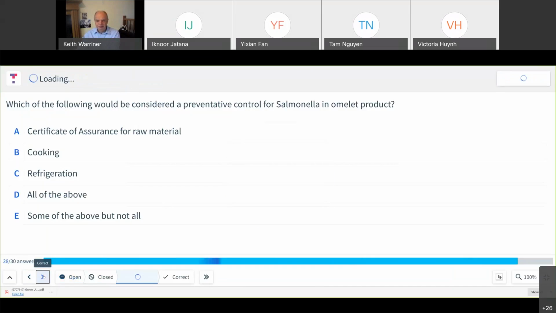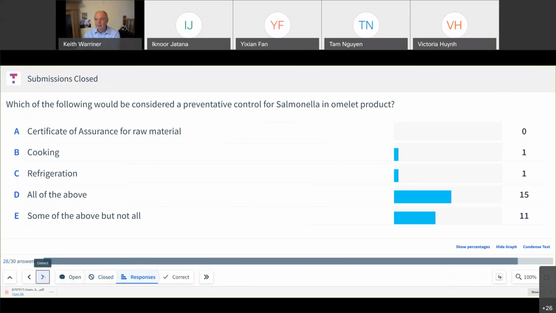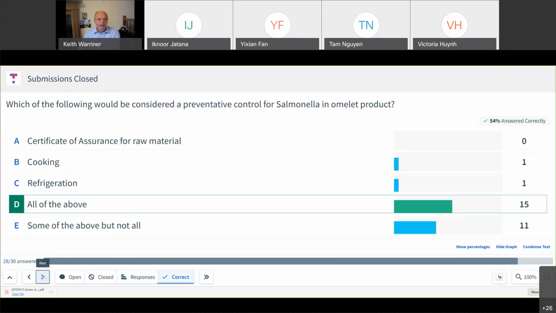Right, let's have a look. I think most people would have got this right. Oh, very split. Well, not very split, is it? Yeah, so it's basically all of the above. So as always with HACCP, what they depend on, for better or worse, is a certificate of analysis or assurance for the raw material. So what that tells you is that the supplier of that raw material has done all they can to ensure that it's not got salmonella in or E. coli, things like that. Obviously, the cooking step for the omelette is going to be a preventive control, because that's where you're going to inactivate the salmonella. And refrigeration, because again, you're controlling the growth of any residual salmonella if it's there.